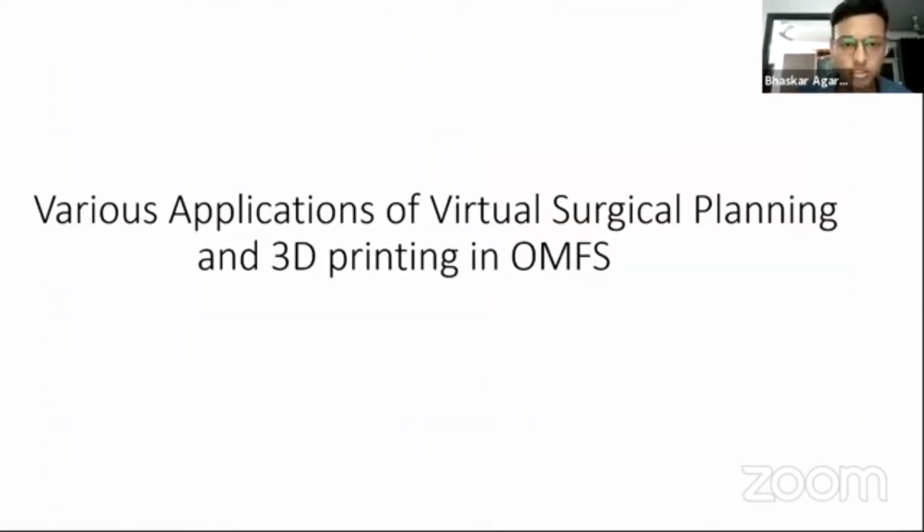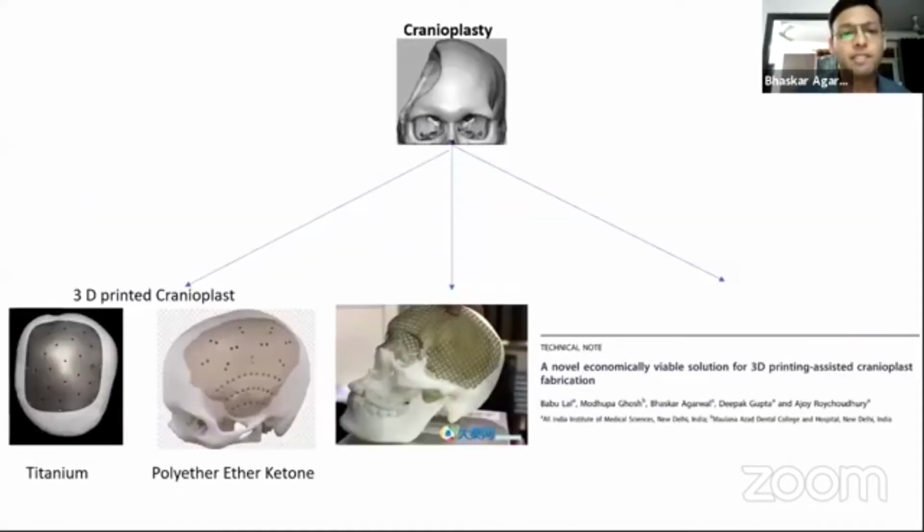So let's come to various applications of virtual surgical planning and 3D printing. Sometimes somebody goes through a trauma, a road traffic accident, and can have a brain injury and requires a large craniectomy, removal of the cranial bone, temporal and parietal bones. That leads to a defect. We need to cover this defect to give protection as well as to prevent any further injury to the brain.